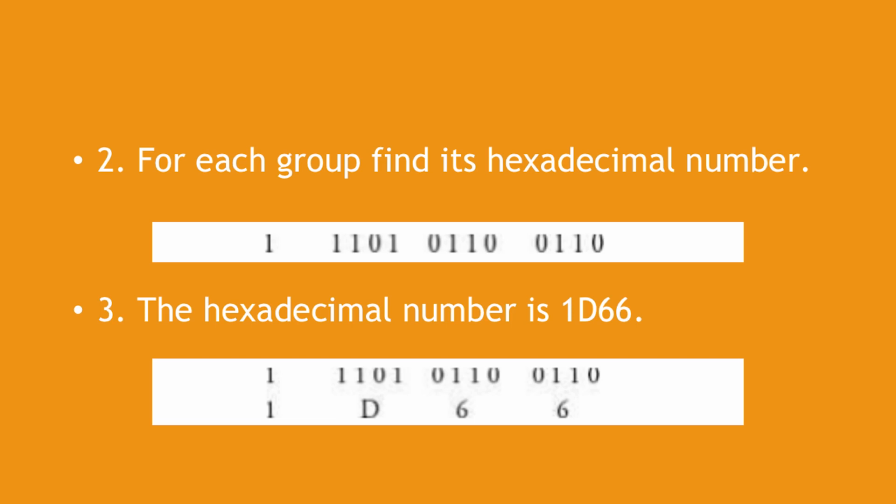Okay, so there we go. We have 1, 1101, 0110, 0110. So here, you can see the difference. We are putting them into 4 digits. Step 2, for each group, find its hexadecimal number. So number 1 will take a 1, while 1101 will take up a D. 0110 will take up a number 6. Then 0110 will take up the number 6. Therefore, the hexadecimal number is 1D66.